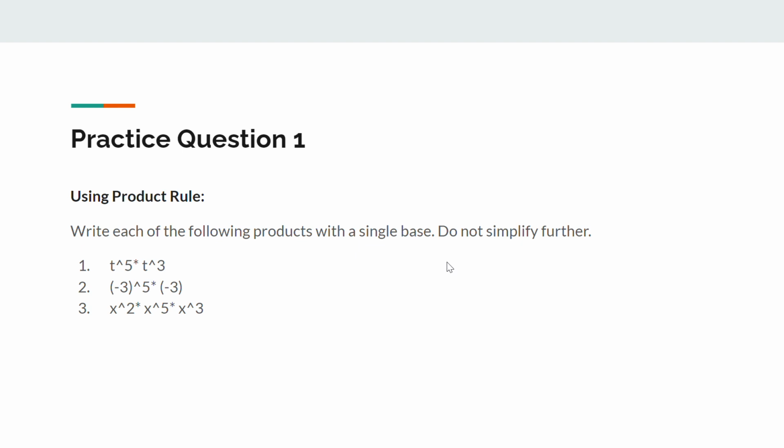Alright, so the answers for these three are: the first one, just t to the power of 5 plus 3, so it's t to the power of 8. And the second one, we've got the same base here. We don't have it written, but negative 3 to the power of 1 is just negative 3, so we get negative 3 to the power of 5 plus 1, which is negative 3 to the power of 6. And for the last one, we got 2 plus 5 plus 3, which is 10, so x to the power of 10.